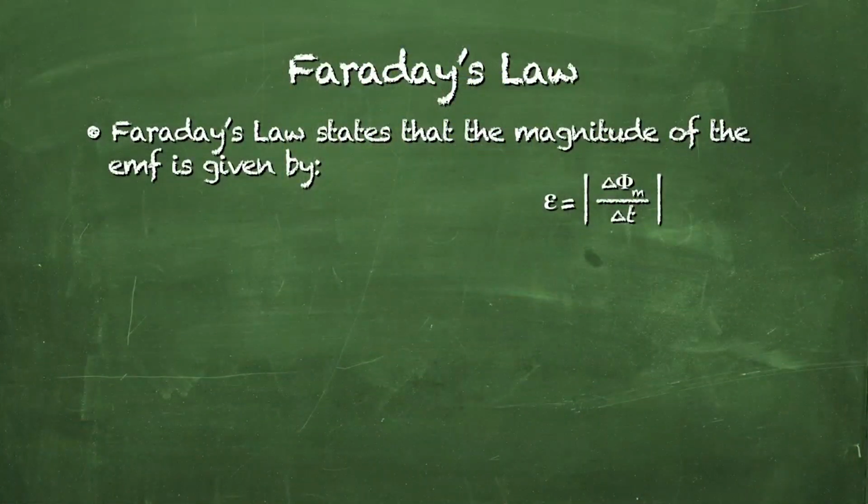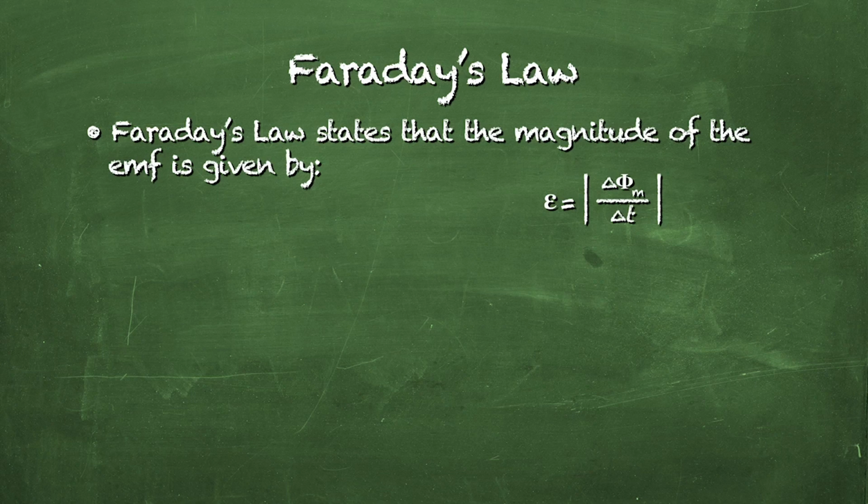Faraday's law states that the magnitude of the electromotive force is given by E, the electromotive force, is equal to the absolute value of the change in the magnetic flux through a loop divided by the change in time, or the time over which the change in magnetic flux occurred. So E is equal to the absolute value of the change in phi sub m, that's the change in magnetic flux, divided by change in time.